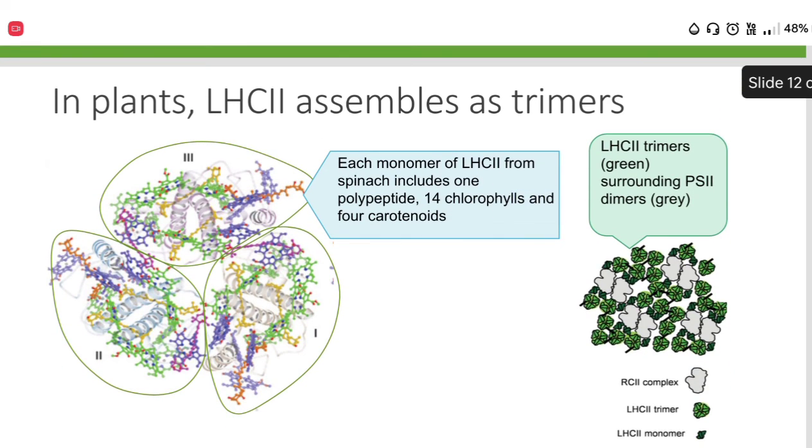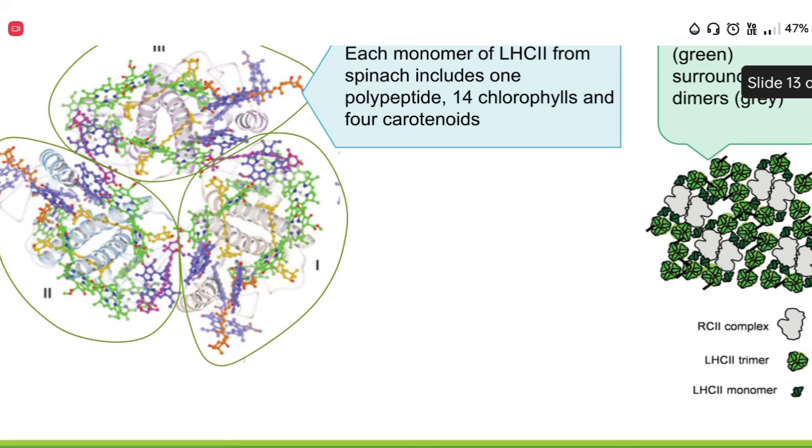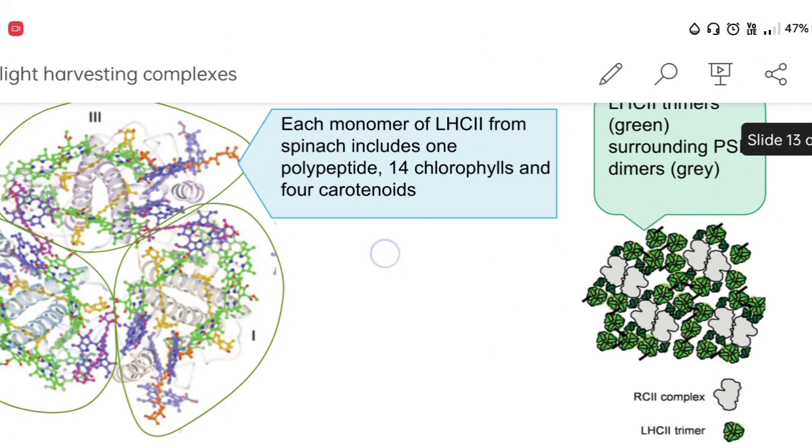Then in plants, LSC second assembles as a trimer. So here you can see they are assembled as a trimer. Each monomer of LSC second from spinach includes, so this is the monomer of LSC second which is extracted from a spinach. So it includes 1 polypeptide, 14 chlorophylls and 4 carotenoids. This LSC second trimer, so here you can see this LSC second trimer.